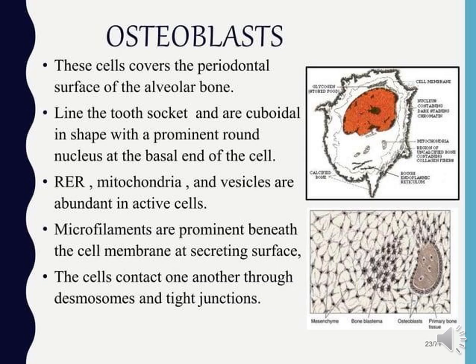Coming to osteoblasts, these cells cover the periodontal surface of the alveolar bone and line the tooth socket. They are cuboidal in shape, with a prominent round nucleus at the basal end of the cell. Mitochondria and RER vesicles are abundant in the active cells. The microfilaments are prominent beneath the cell membrane at the secreting surface.